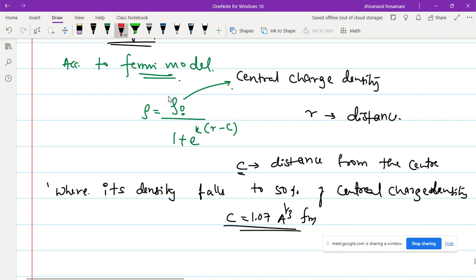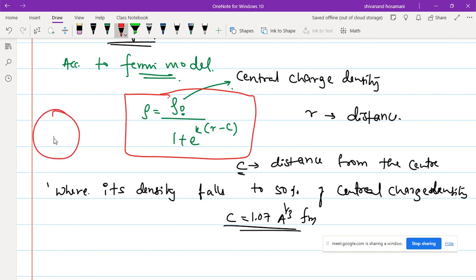If you treat this as a nucleus, this is the center of the nucleus, and from here to here is a radius r, any constant radius. But as there are protons and neutrons, the charge distribution inside is not uniform throughout the volume of the nucleus. It varies from the center to the outside, and even at the edge it is not constant. It slowly falls off. That is defined with this graph.